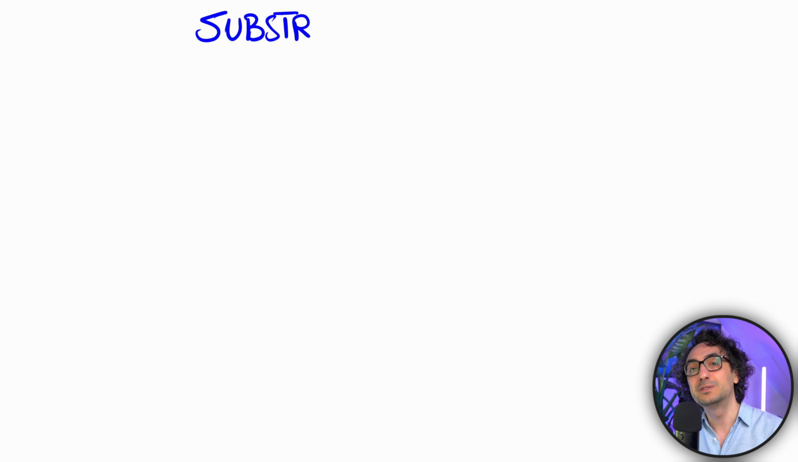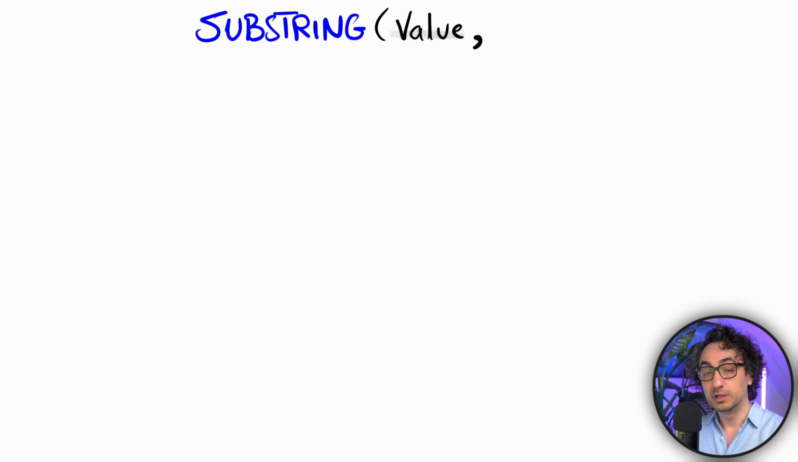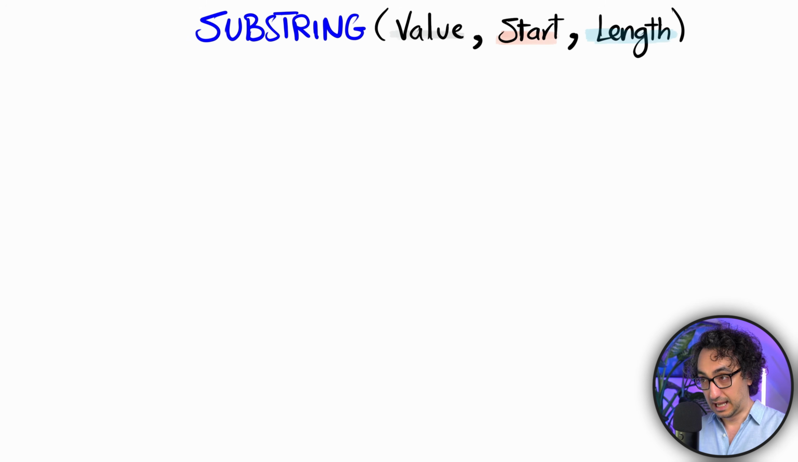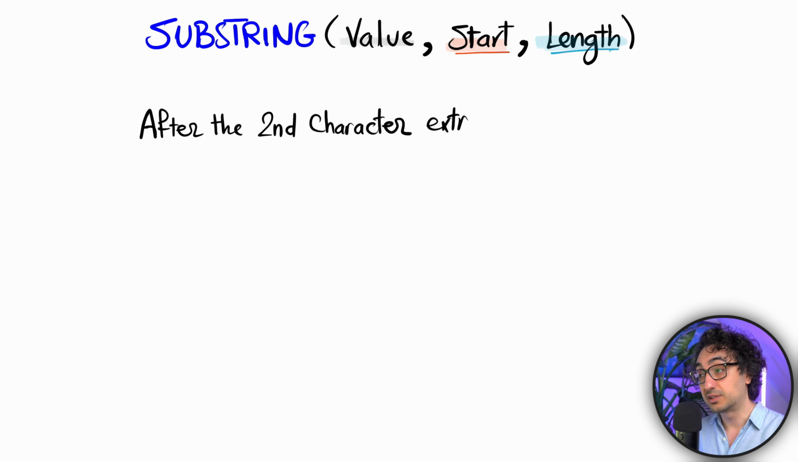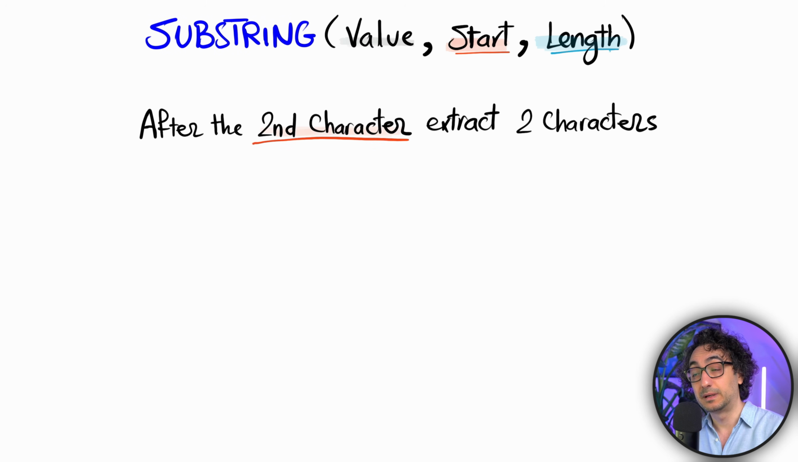Now, in order to use the substring, you need three things. The first one is the value itself, where you want to extract a specific part from it. And then you have to specify the starting position, where SQL is gonna start extracting the characters that you want. And as well, SQL needs the length, how many characters we have to extract. So now let's say that we have the following task. After the second character, extract 2 characters. So from reading this, you can see we specified the starting position. This is the second character, and the length is gonna be the 2 characters.